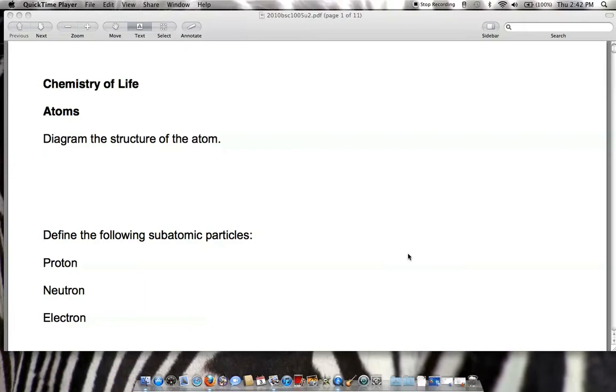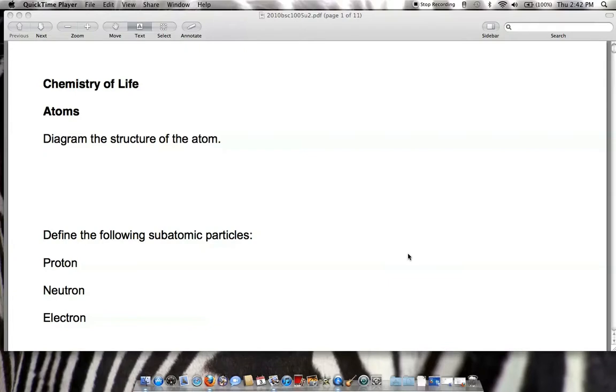We'll start off by learning about atoms. And basically, an atom is the smallest unit of matter. And matter basically is anything that is a solid, liquid, or a gas. And everything is made of matter. And the smallest piece of matter is the atom.